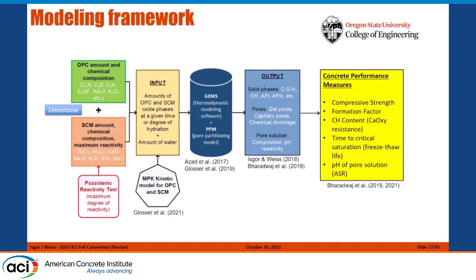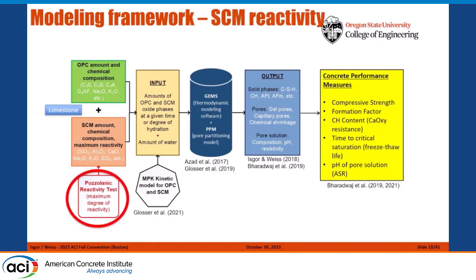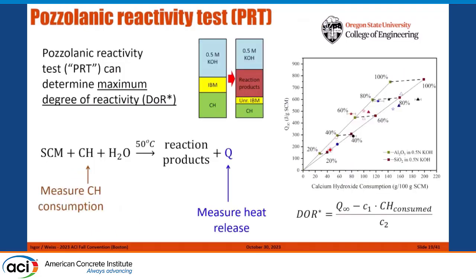So you need some kind of a test to differentiate how much of your SCM is reactive and how much of it is not reactive. I mentioned in my question that reactivity matches really nicely how much glass phase you have versus the crystalline phase. So you need a test to do that. The previous presenter mentioned an R3 test. There is another version of that we call the pozzolanic reactivity test.